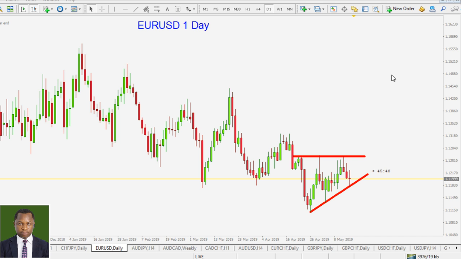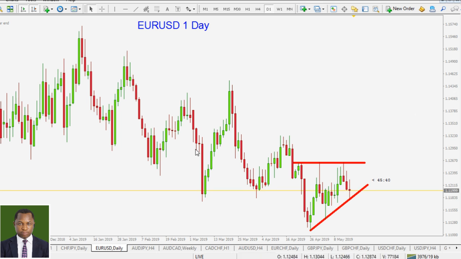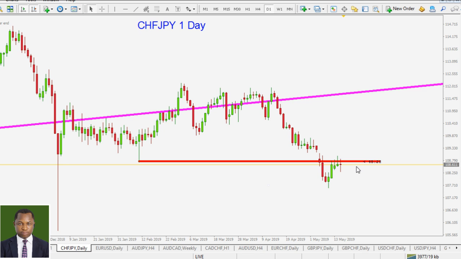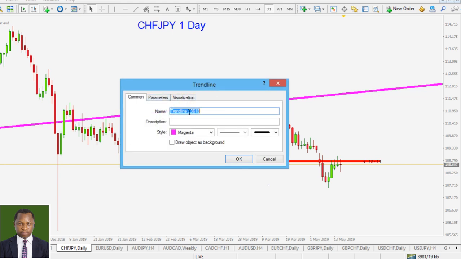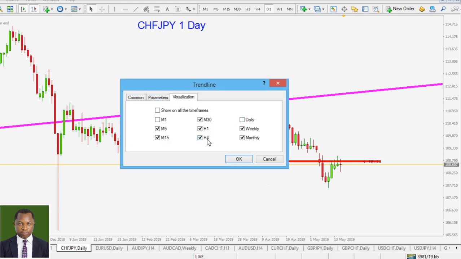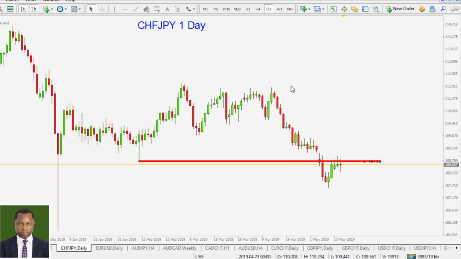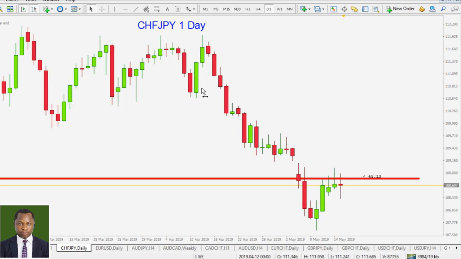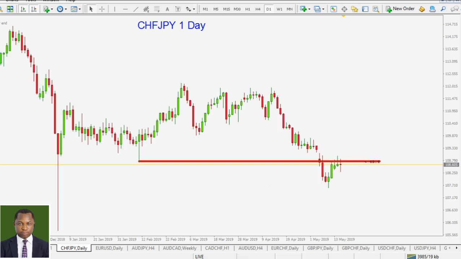Alright, let's look into another one, the Swiss franc against the Japanese yen, where I just want to show you that you should not go short. Let me take this line away from the daily time frame. You should not go short at this particular level because price is at a level of support, but it can be tricky for you to find price push to the upside.